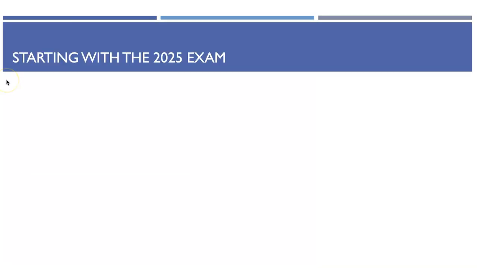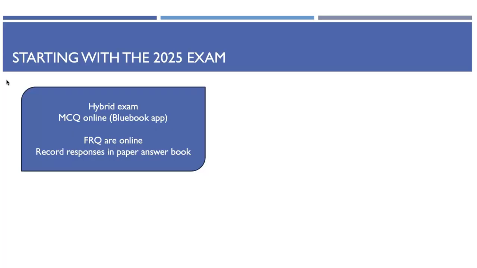Now, in case you weren't aware of it already, there are some changes coming for the 2025 exam. This year's exam will be a hybrid exam, and that means the multiple choice questions will be administered and taken completely online. You'll be doing that in the Blue Book app. And if you haven't done your Blue Book test runs yet, you should definitely do that. The free response questions will be presented to you online, also in the Blue Book app. But you're going to write your answers on paper in a paper answer book, and any diagrams that you need to interact with will be included in your answer book.